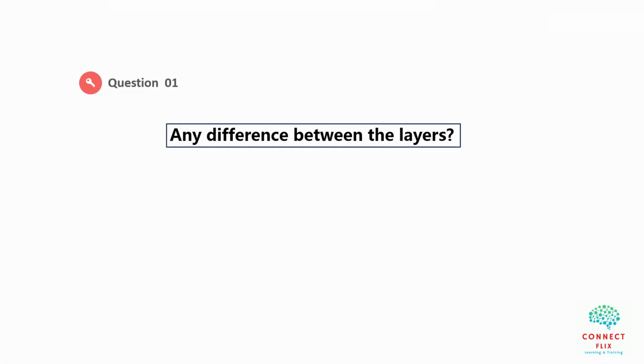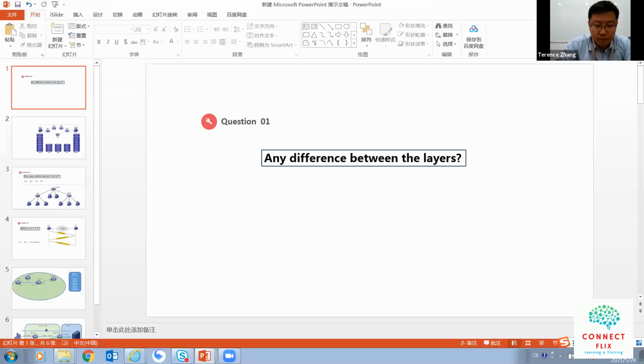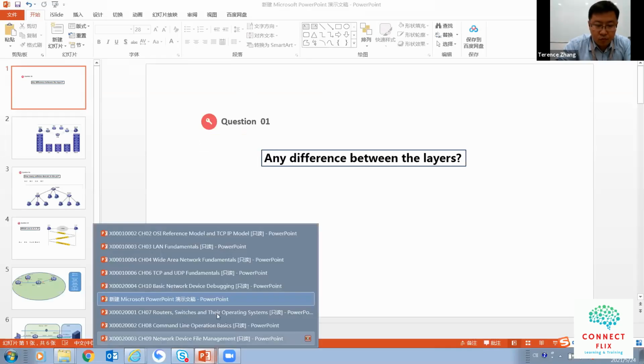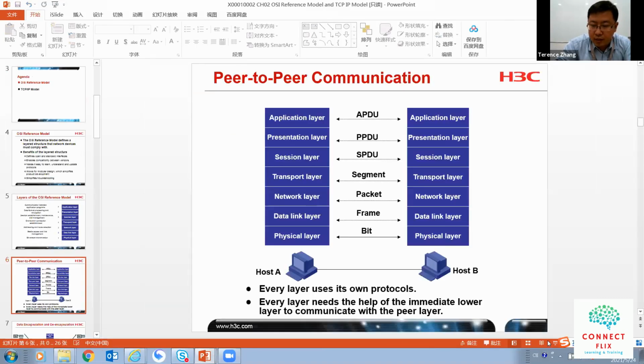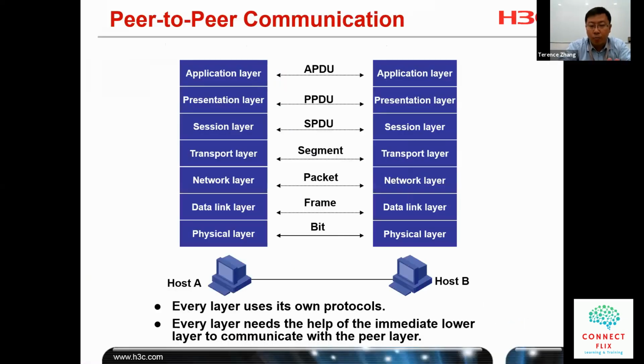We cannot see the picture. Let's move back. This picture, let's take a closer look again. We can see, of course, the name of this layer is different. Of course, the APDU, BPDU, SBU, these expressions are different. So what other difference can you find on the picture? One more hint, please pay attention to the icons.